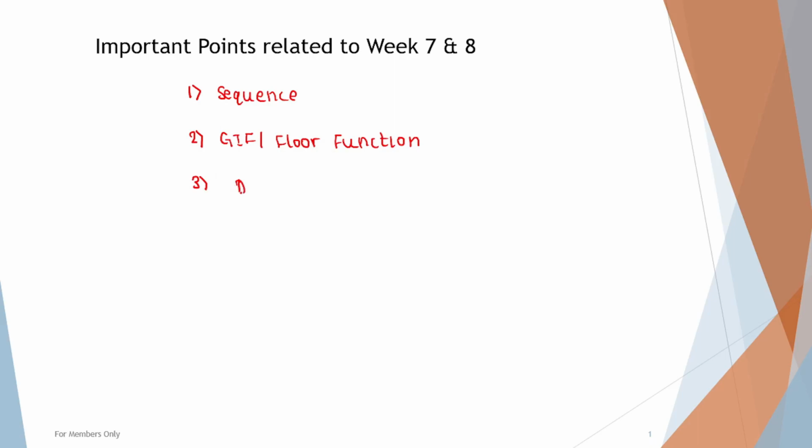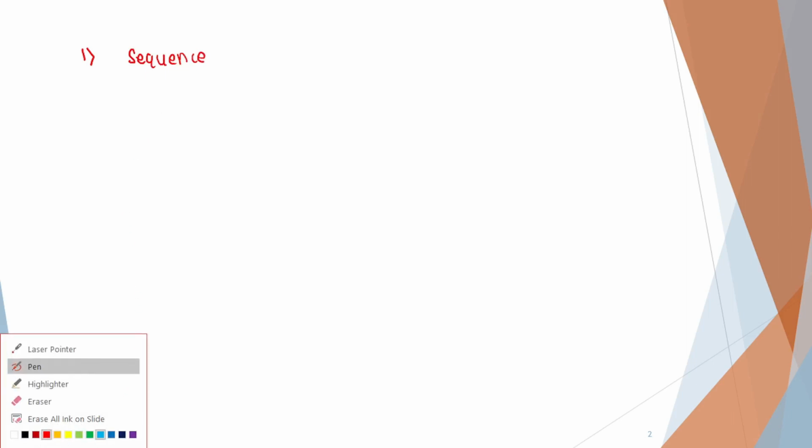So the first is sequence. We are not going to deal with what a sequence is and such stuff. We will look at the most important points related to sequences. There are two types of sequence, convergent and divergent.